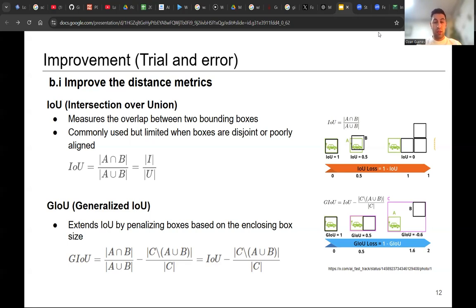In contrast, there is the generalized IOU, which extends IOU by penalizing disjoint, poorly aligned boxes. It incorporates the smallest enclosing box to account for spatial relationships. This means that for overlapping boxes, GIOU and IOU give similar results. For non-overlapping disjoint boxes, IOU equals 0, but GIOU adds a penalty, providing a better gradient for optimization.